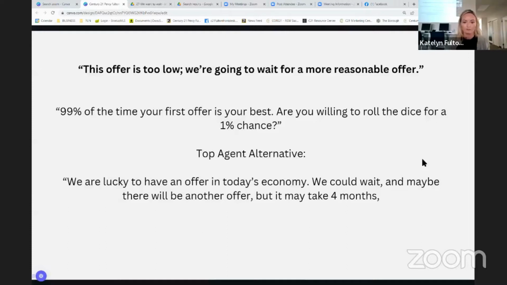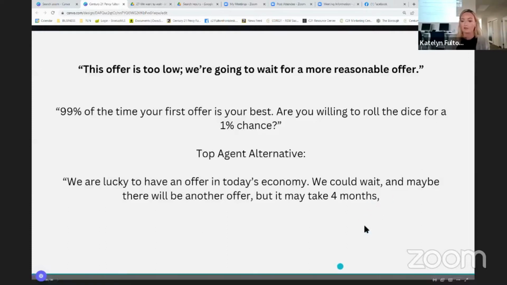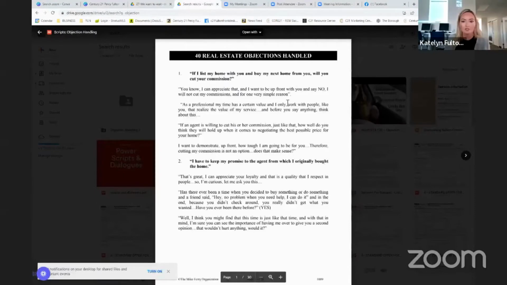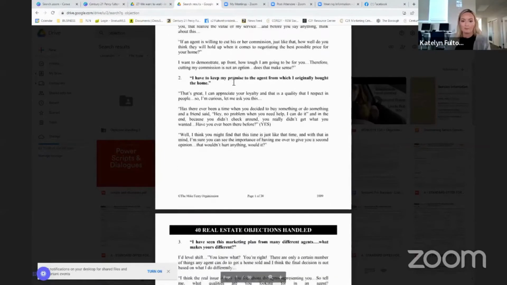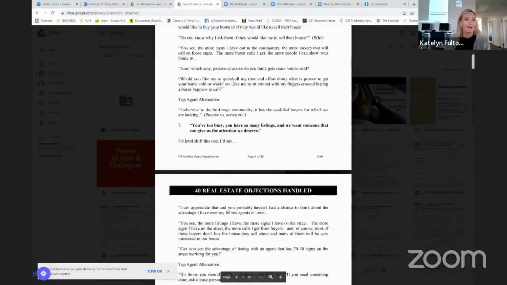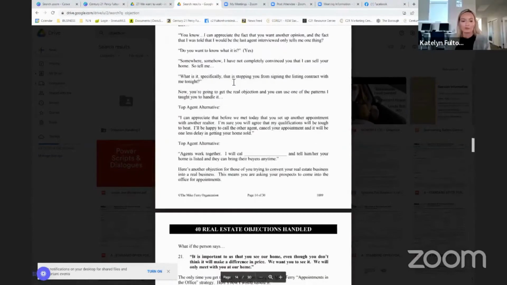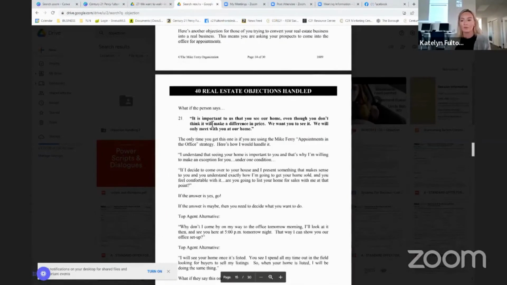I think that was it. Anything else anyone else wants to talk about? It's a lot of objections. I'm going to send you guys the script book. I'll show you guys what it looks like. So Mike Ferry's got this one. It's called 40 Real Estate Objections Handled. He has a whole whack of scripts that you guys can go through, especially if you're going on a listing presentation or anything like that. You may want to go through these.